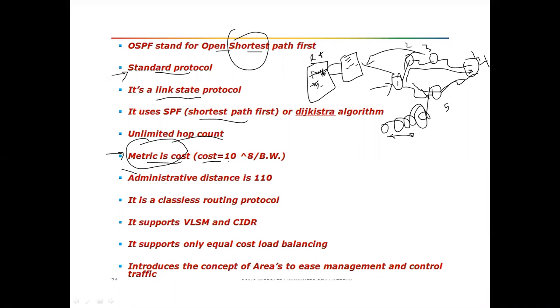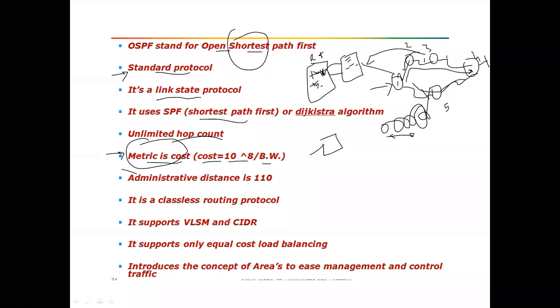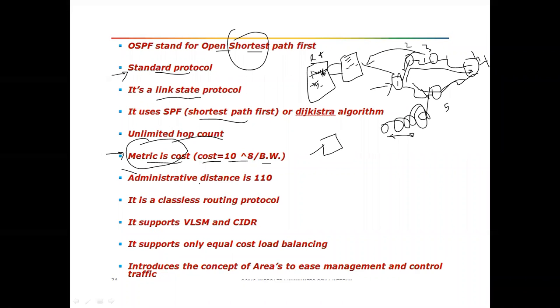So how is the cost calculated? 10^8 divided by bandwidth. So we see the bandwidth of this link, into 10^8. This is the calculation the protocol does. OSPF does this based on its metric. It will see the distance. Then administrative distance is 110.